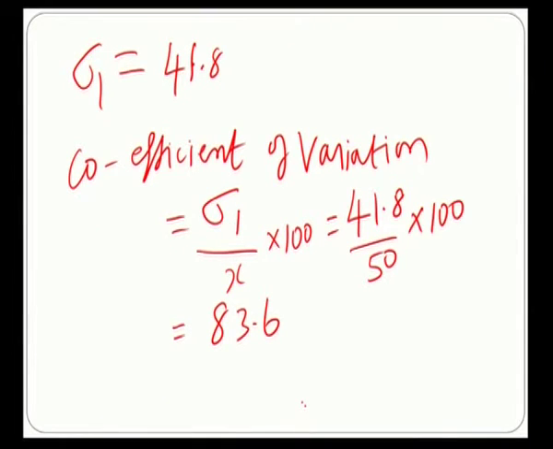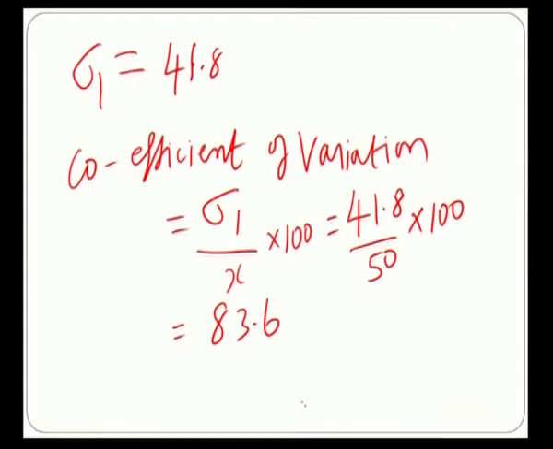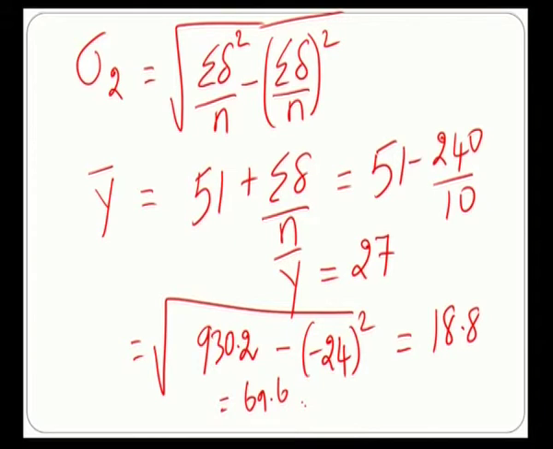Coefficient of variation for batsman A is 83.6. So, from this coefficient of variation, you can say that batsman B is more consistent than batsman A. Coefficient of variation talks about how his run is varying from the mean value. Here for batsman A, the coefficient of variation is very high, that is 83.6. For batsman B, the coefficient of variation is 69.6. So, batsman B is more consistent.